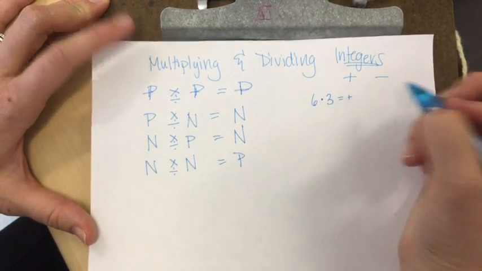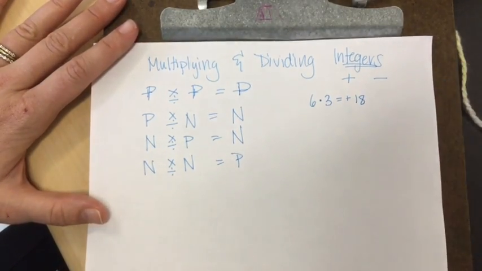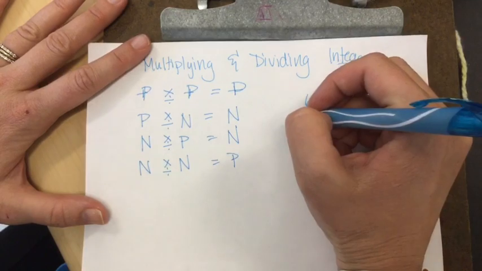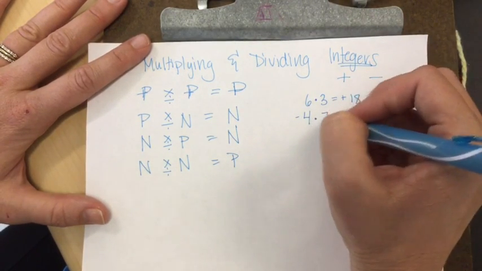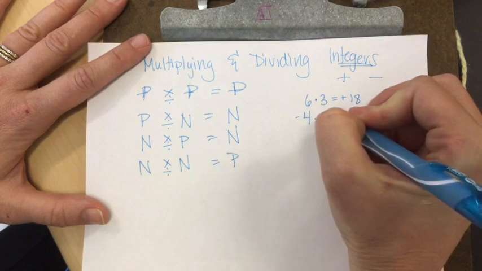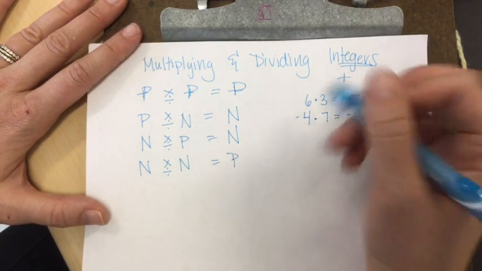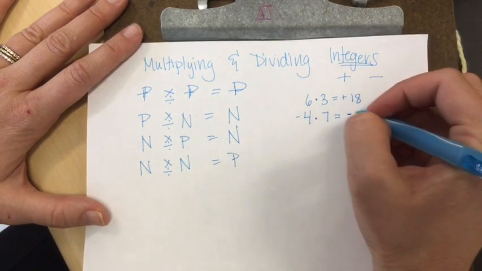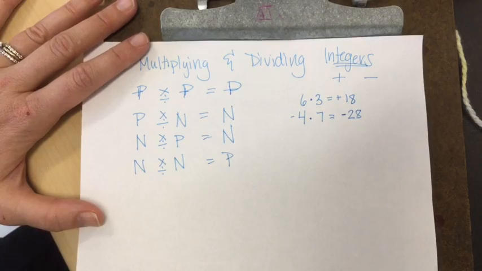To give you some examples for this, 6 times 3 equals, well, we have a positive times a positive, so we know our answer will be positive, and 6 times 3 is 18. If we do negative 4 times 7, well, we have a negative times a positive, so we know our answer will be a negative answer. 4 times 7 is 28, so our answer to that one is negative 28.